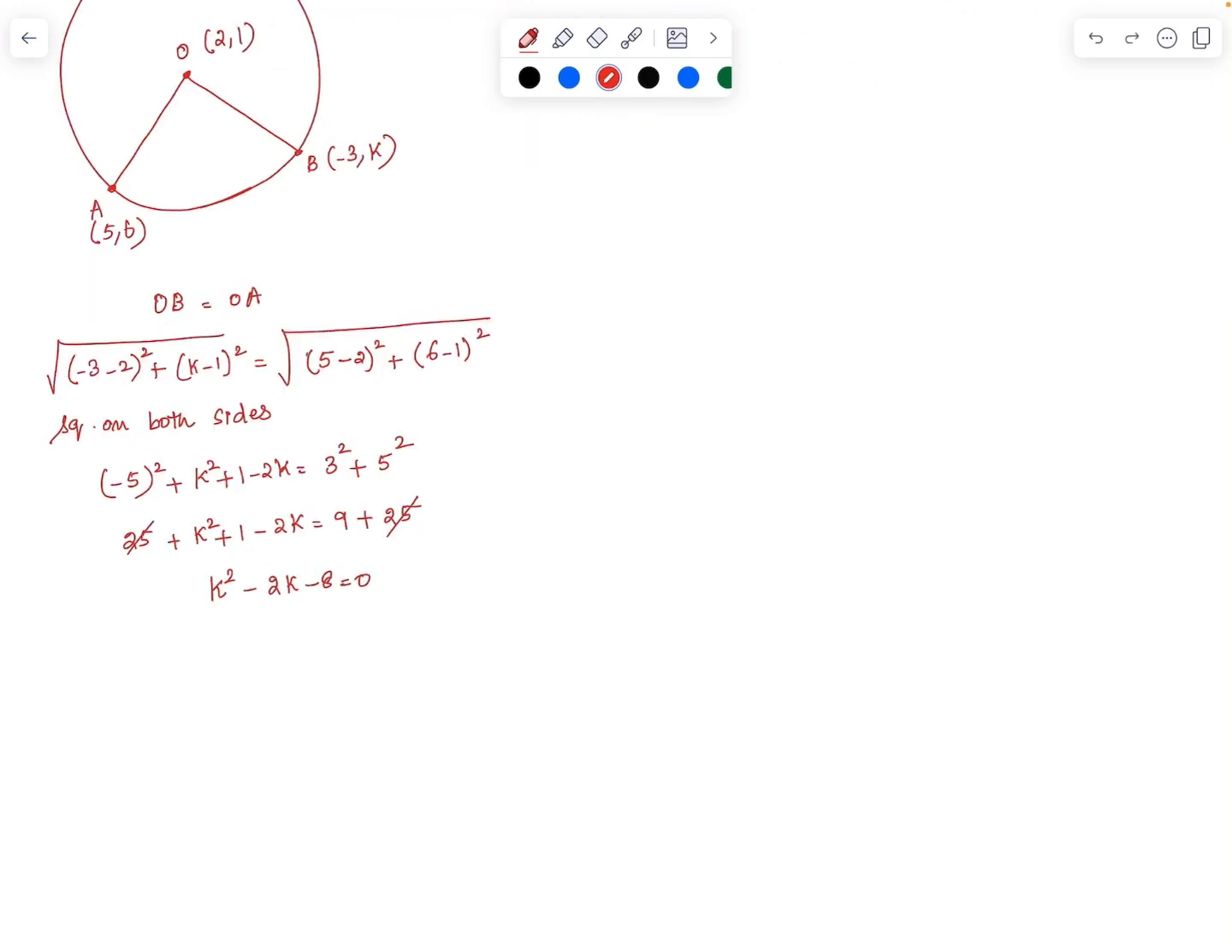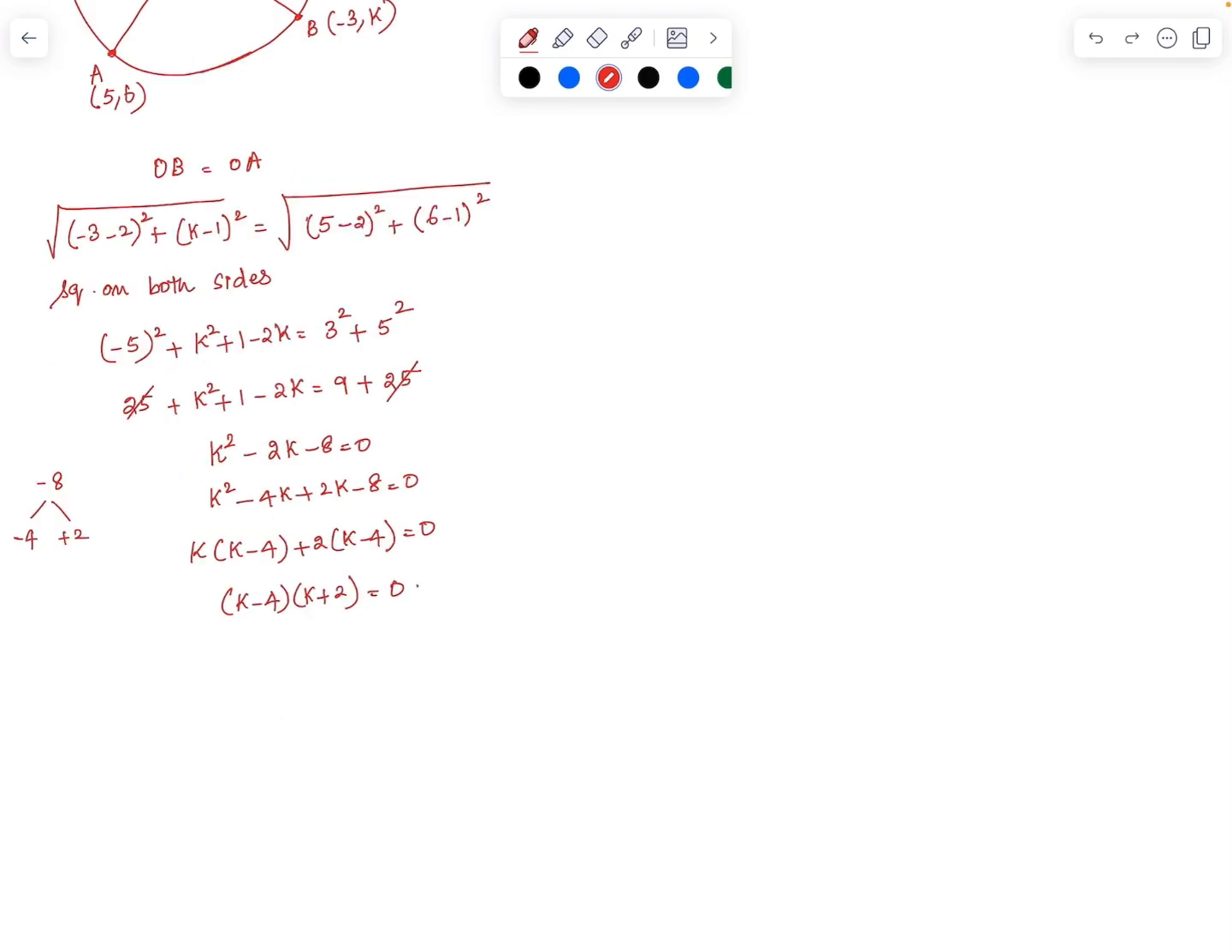To get the values of k, we have to factorize this equation. For -8, the factors can be taken as -4 and +2. So the equation becomes k square minus 4k plus 2k minus 8 is equal to 0, which gives us k times (k minus 4) plus 2 times (k minus 4) is equal to 0. Taking (k minus 4) as common, we are left with (k plus 2). So the values of k are 4 and -2.